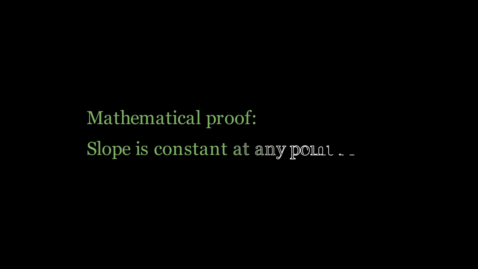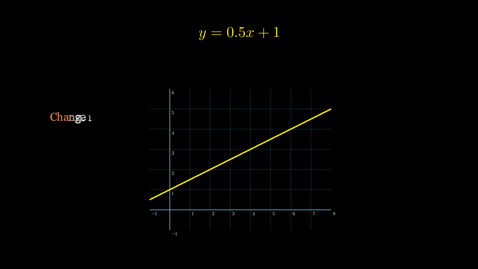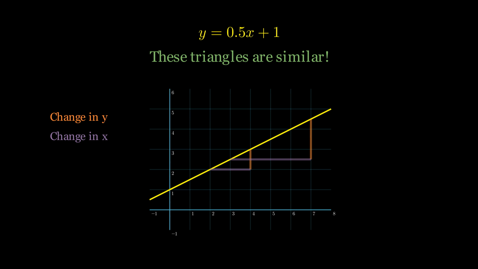We are now ready to formalize the mathematical proof that the slope of a line remains constant at every point. By revisiting the two examples we just solved, we can observe a clear geometric pattern. Examine the triangles formed along the line. The vertical segments represent the change in y, while the horizontal segments represent the corresponding change in x.